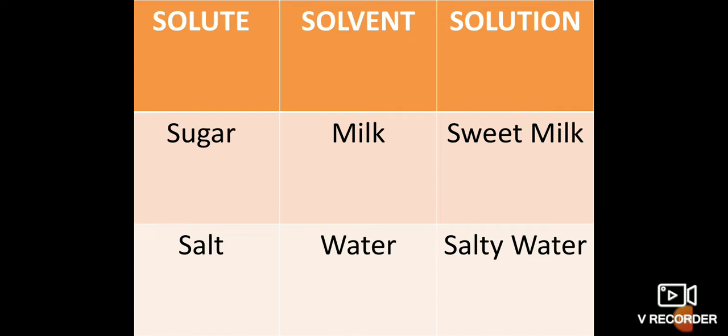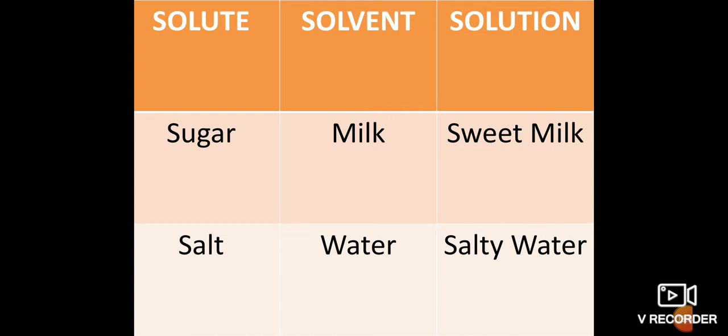Now look at the picture. In the first table, I had marked the solute, that is the sugar. Sugar is taken in small quantity, right? And we add it. That is why it is called the solute. Solvent here is milk. Milk is in larger quantity and we are adding the sugar into it. It will become sweet milk, right? So now sweet milk is a solution where milk and sugar are completely mixed or thoroughly mixed with each other. That is why it is a solution.